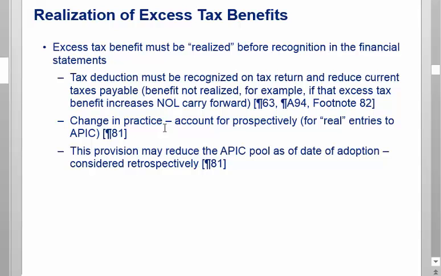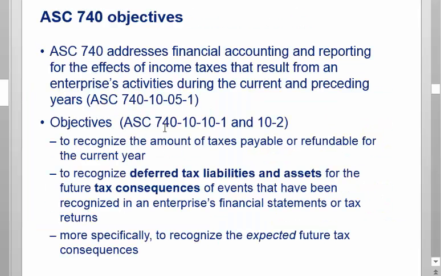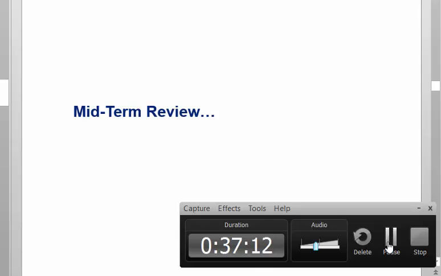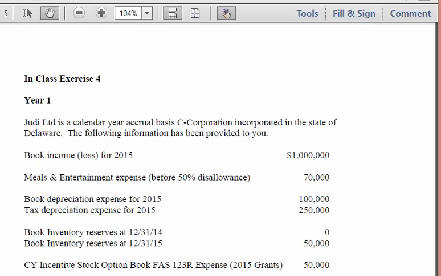Why don't we do problem number 4 from last week's homework? Should we do that? Okay, so we're going to go over exercise 4 from class number 5. Just so we're totally on the same page, that is this Judy Limited with income of $1 million. Okay, everyone on the same page? That's the problem we're talking about? Okay.